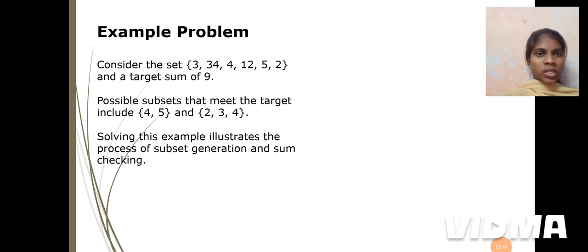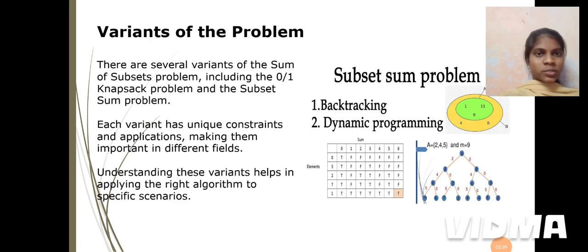Example problem. Consider the set 3, 34, 4, 12, 5, 2 and a target sum of 9. Possible subsets that meet the target include {4, 5} and {2, 3, 4}. Solving this example illustrates the sum of subset generation and sum checking.